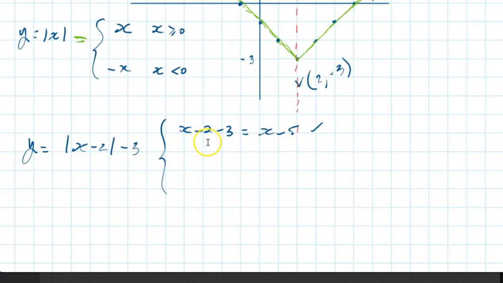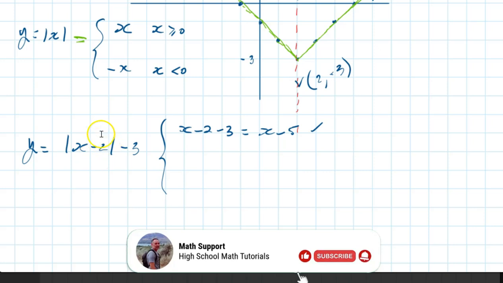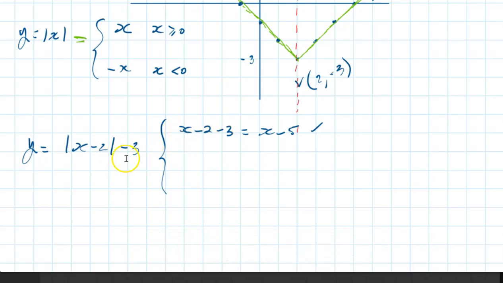I put down the first case, the absolute value of x minus 2, minus 3. The first case is: what if this x minus 2 is positive? If it is positive, you just leave it be, x minus 2, and then just do the math. x minus 2 minus 3, so the function will be x minus 5. This is when x minus 2 is greater than or equal to 0, as per the definition of absolute value. I'm using this definition right here, okay?